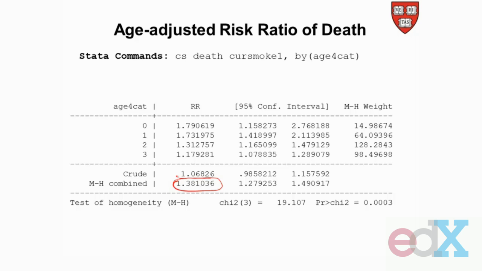Now that's pretty different from our crude estimate. Our crude estimate was just 1.07 versus our age-adjusted estimate of 1.38. And the fact that there's such a big difference between the two helps support the idea that there probably was confounding by age. And in order to see the true relationship between smoking and risk of death, we should adjust for age in our analyses.